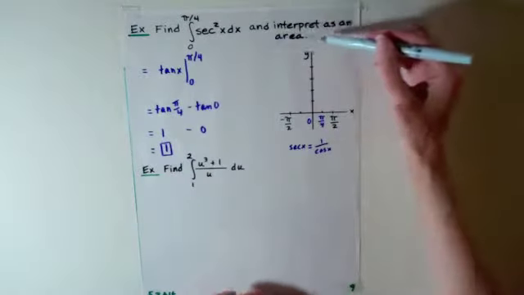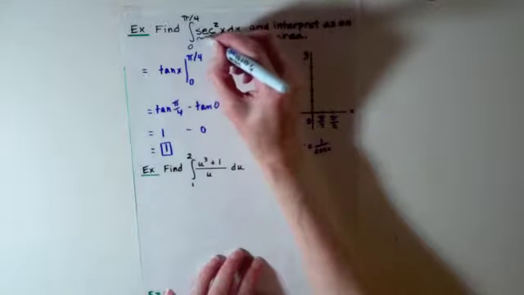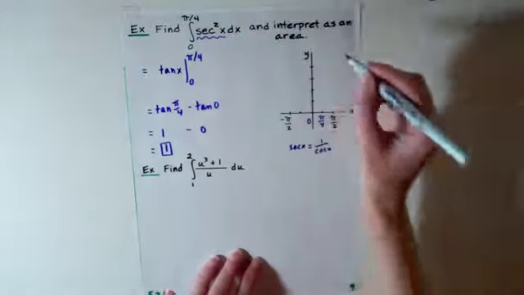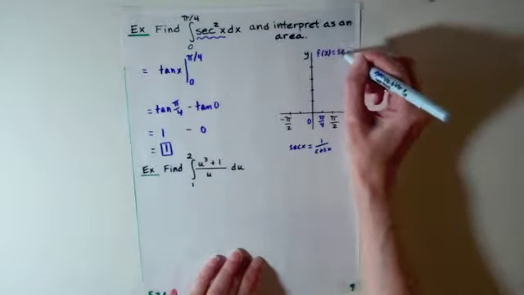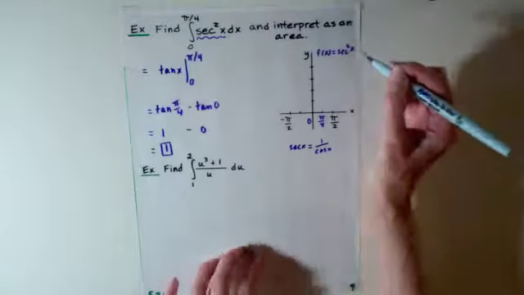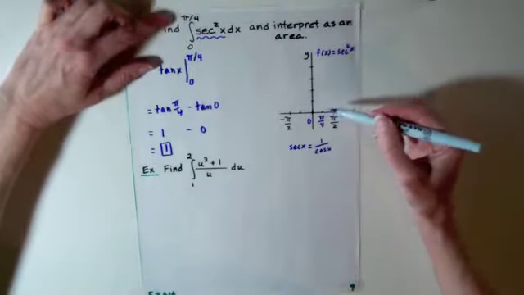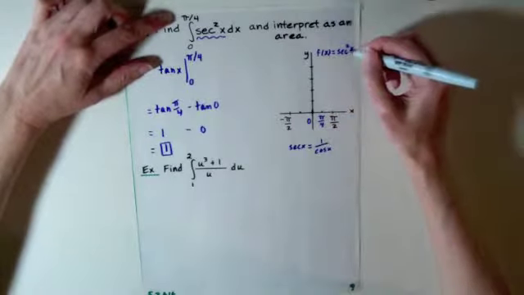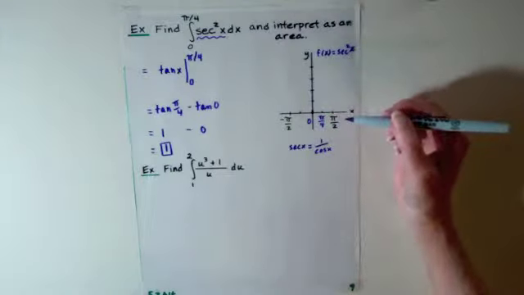But now we're asked to also interpret that as an area. Well, it has to be the area underneath this curve, f of x equals secant squared x, on the interval from 0 up to pi over 4. So it's just a matter really of saying it's the area under this curve from 0 to pi over 4, and we could even graph what that area looks like.